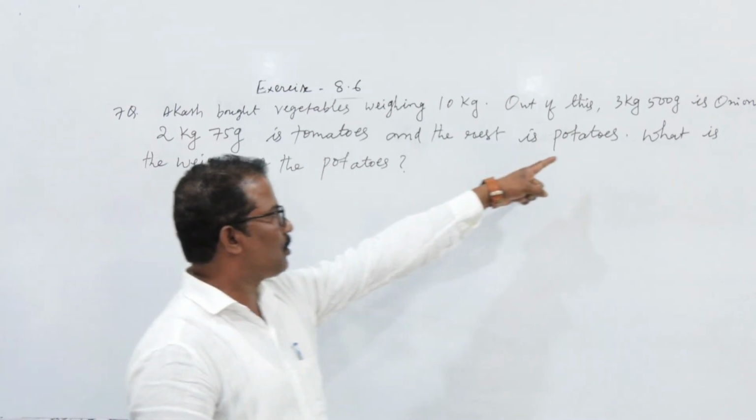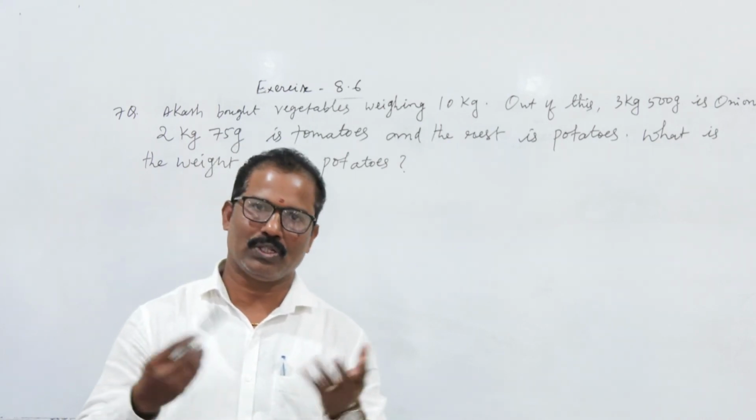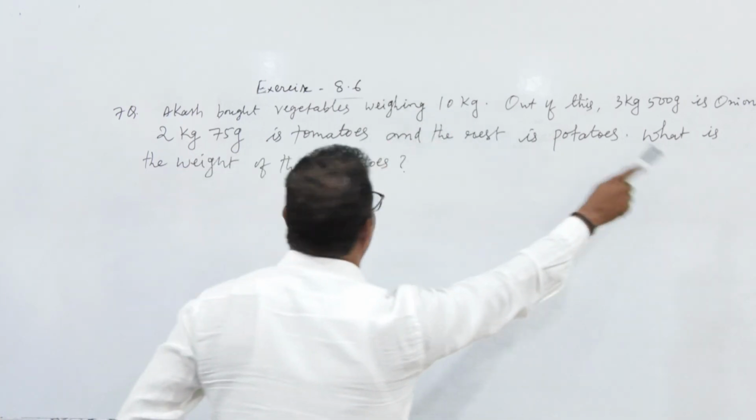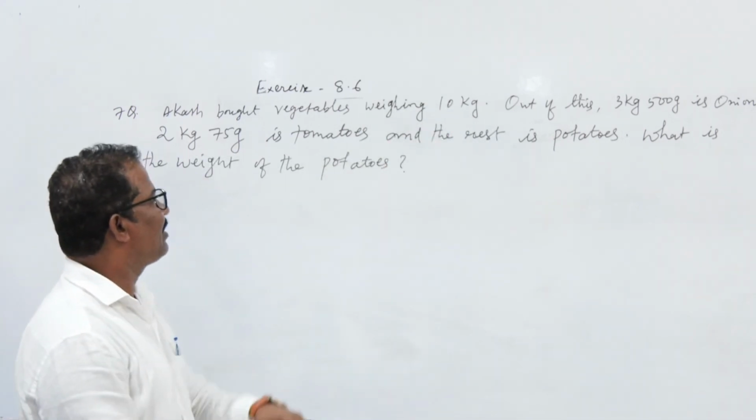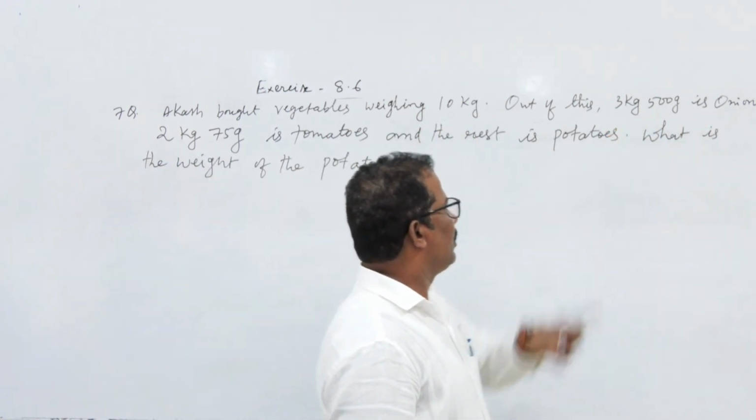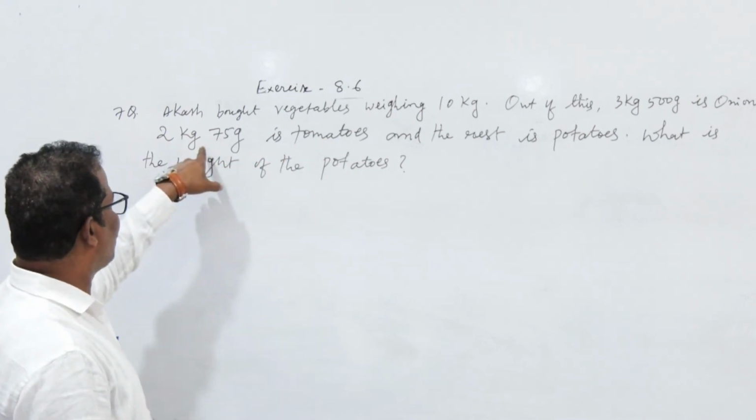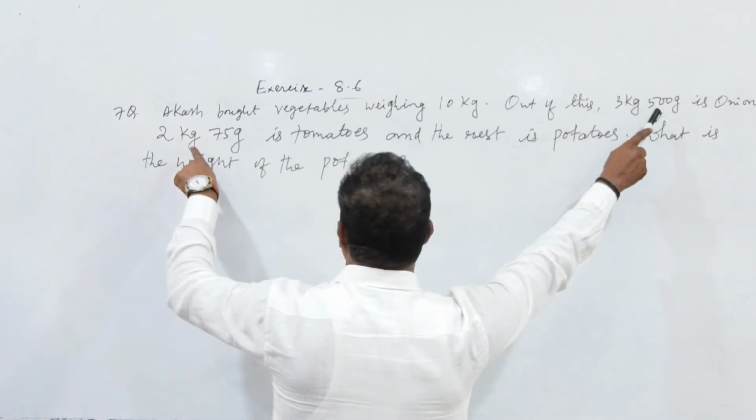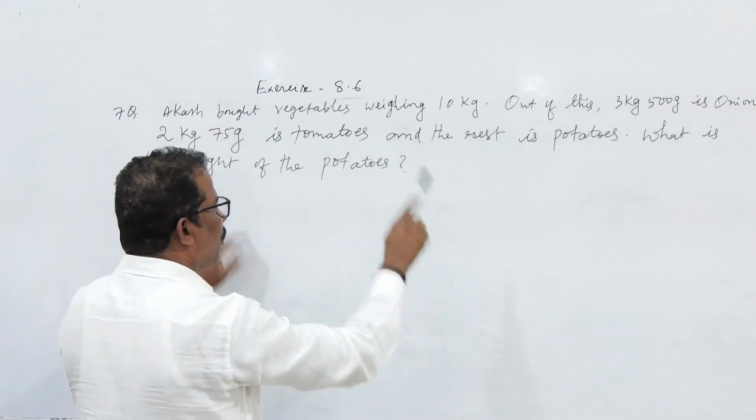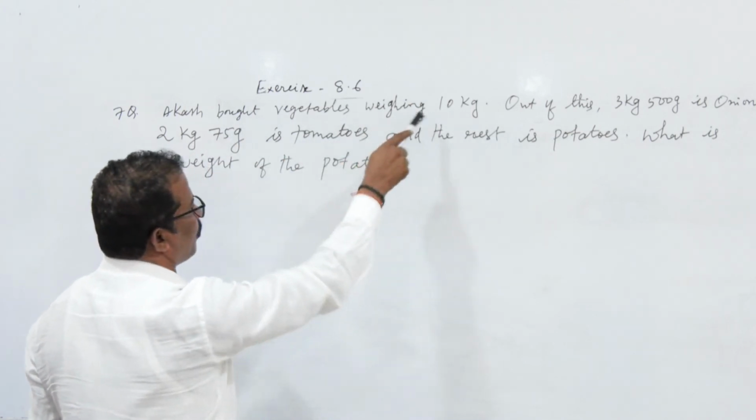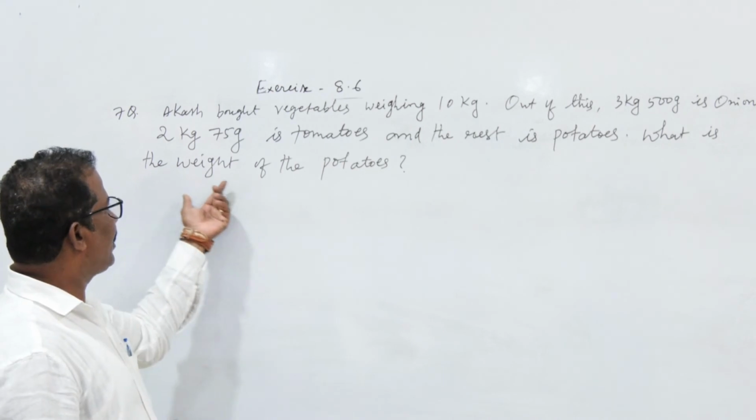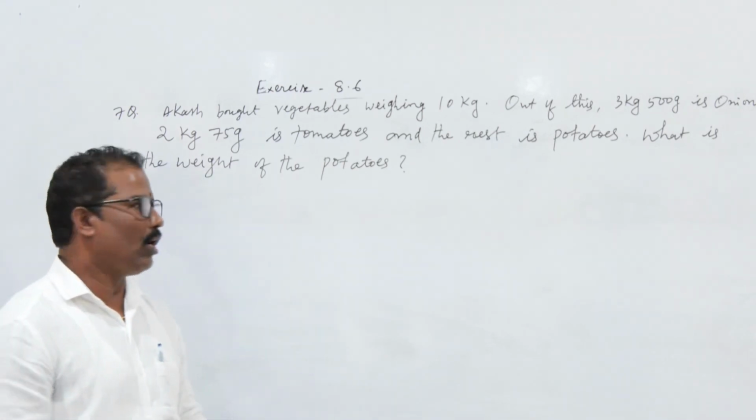And the rest is potatoes. What is the weight of the potatoes? We don't know. The rest is the weight of the potatoes only. So from the total weight of the vegetables, the weight of the onion is this much and the weight of the tomato is this much. So these two weights we have to add up first. The total weight of onion and tomatoes will be subtracted from the total weight of the vegetables, that is 10 kg. How much is remaining from there? That will be the weight of the potatoes. Understand?